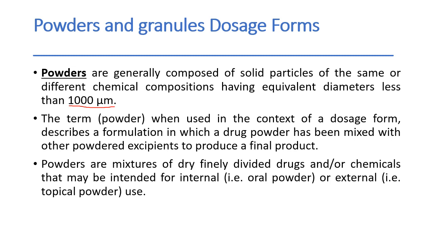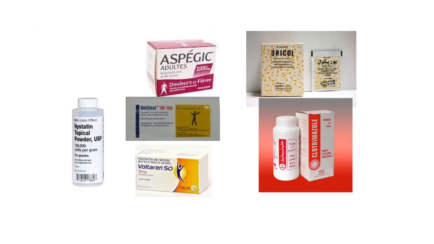If we're going to use the term powder in the context of a dosage form, it will describe a formulation in which a drug powder is mixed with other powdered excipient to produce a final product. These powders will be intended for internal or external use. These are some examples of powder dosage form that are available in the market. It could be topical or even oral powder.